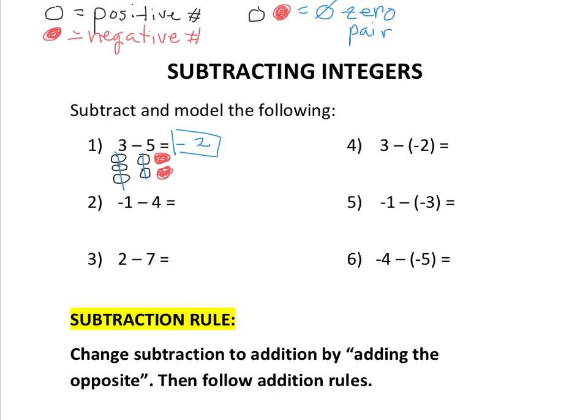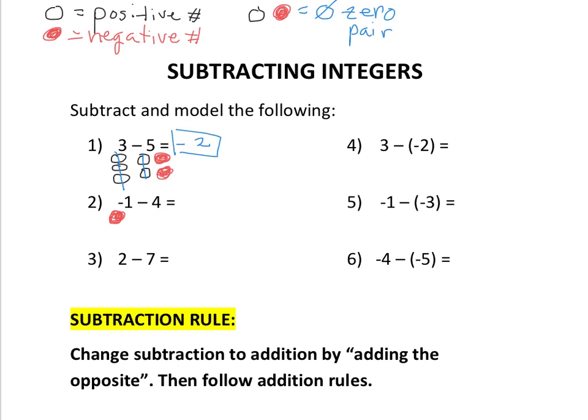Number 2, this time we're going to start with a -1 counter, which is a red counter. So you're starting with a negative counter. And the problem is asking you to take away 4 positives. I don't have any positives to take away. So I've got to get 4 positives here so I can take them away.